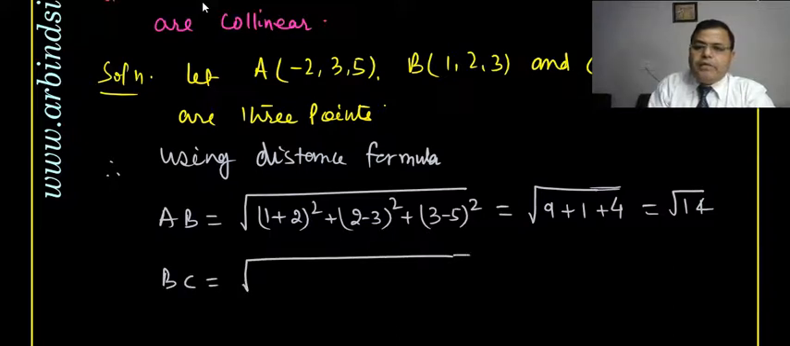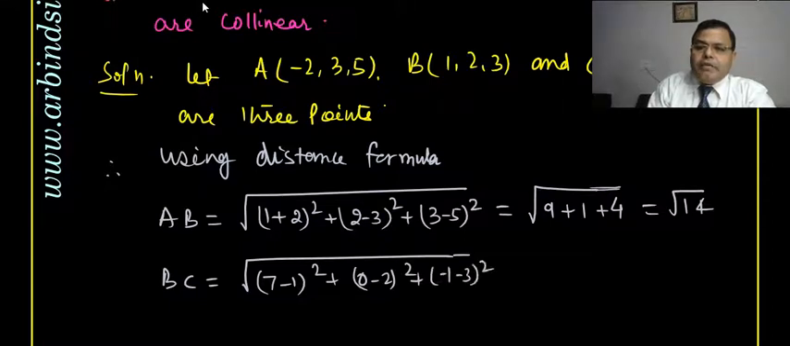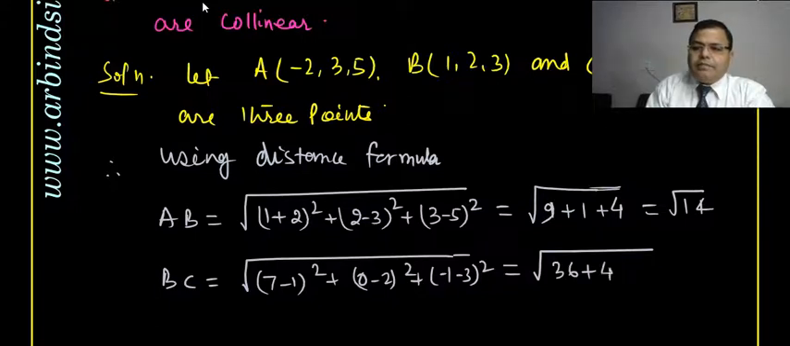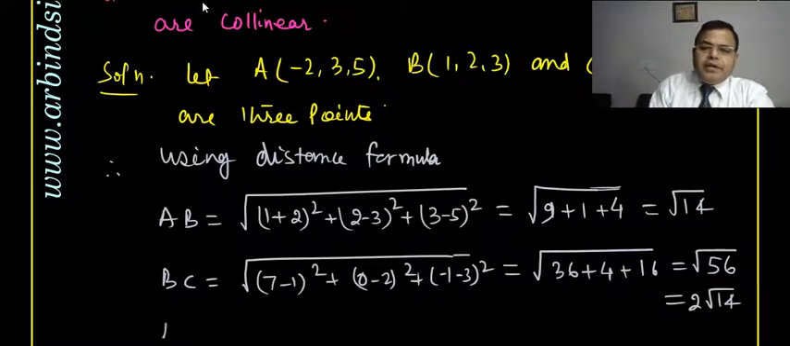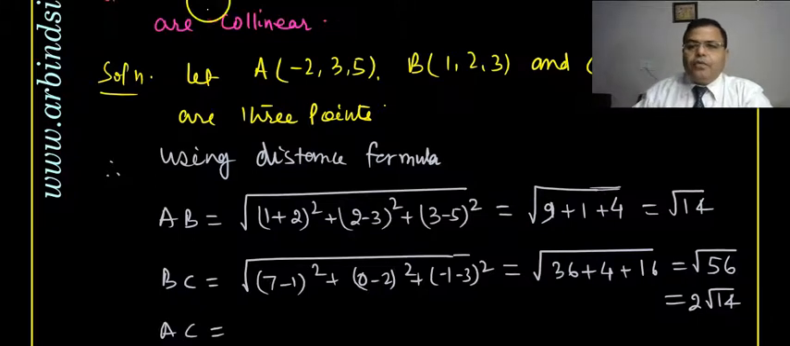Now BC is equal to the square root of (7 minus 1) whole square plus (0 minus 2) whole square plus (-1 minus 3) whole square. That will be nothing else but 7 minus 1, 6 whole square, 36, plus 4, plus (-4) whole square is 16. That is root 56. That is 2 root 14, which can be written as 4 into 14. So 2 root 14. Now AC is equal to what?